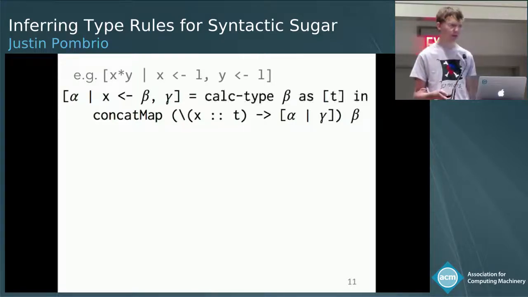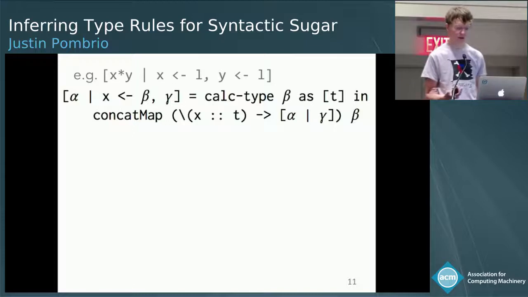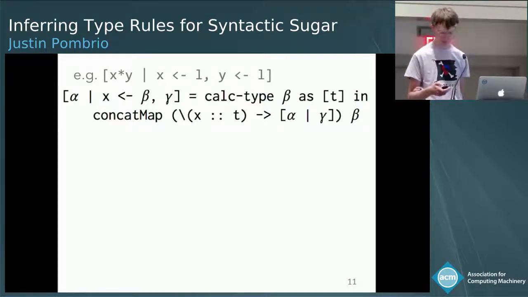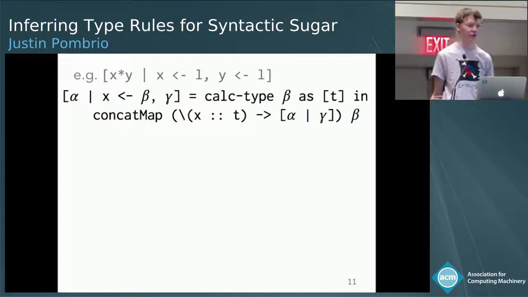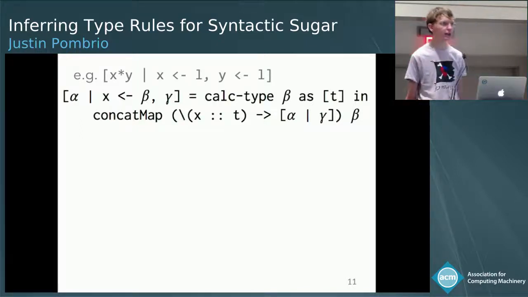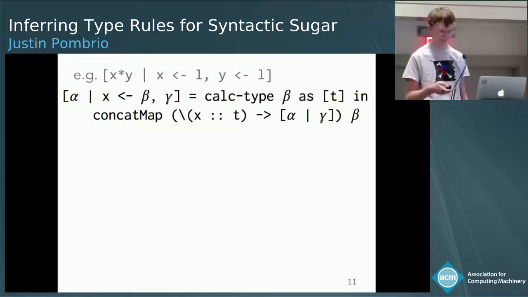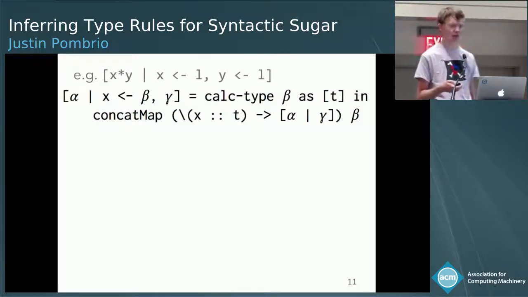So t here ought to be the type of the elements of the list. So we support this by allowing a construct called calc type in the definition of a sugar. So this is saying calculate the type of list of beta and say that it has type list of t, and then t is available to be used in the rest of the desugaring. Okay, so this is the desugaring of this list comprehension. Let's derive a type for it.